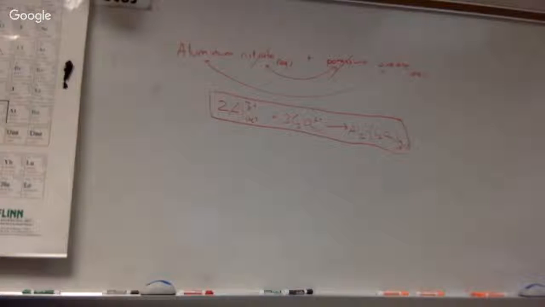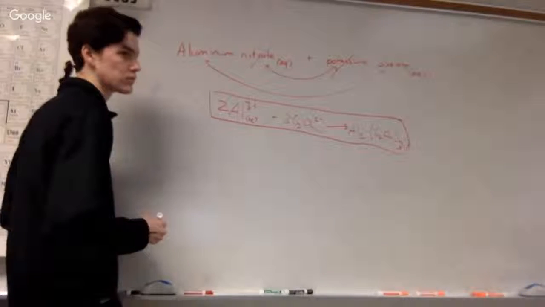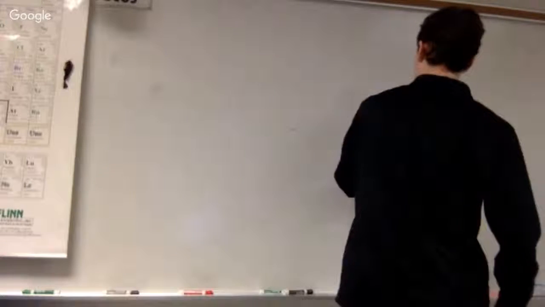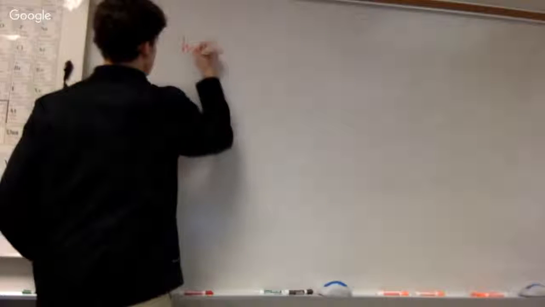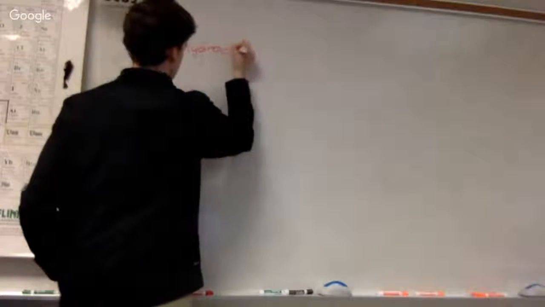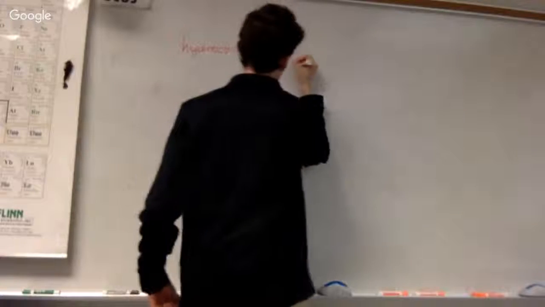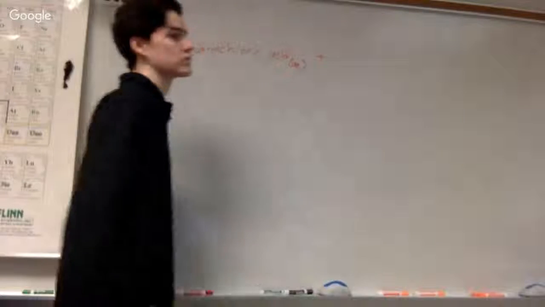For example, if I put H plus and OH minus together, let's do this real quick. In fact, let's do it this way. Let's go hydrochloric acid, erase, and I'll give you an example. So, hydrochloric acid plus calcium hydroxide.